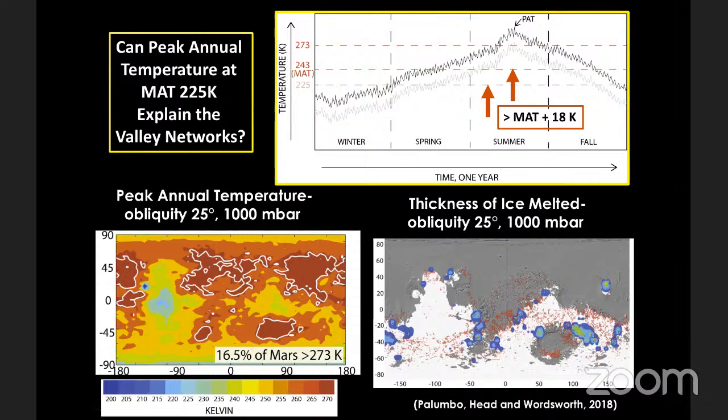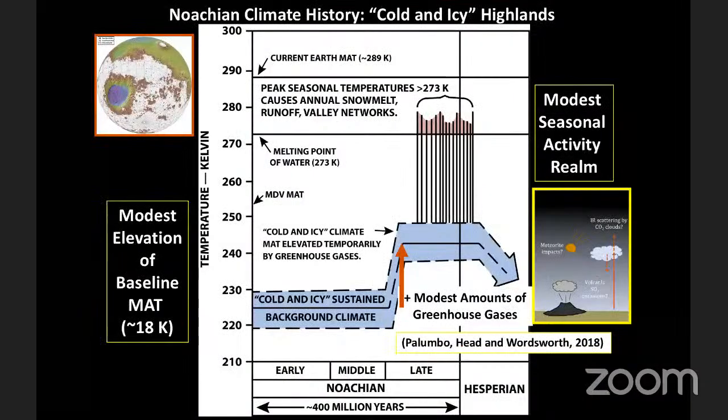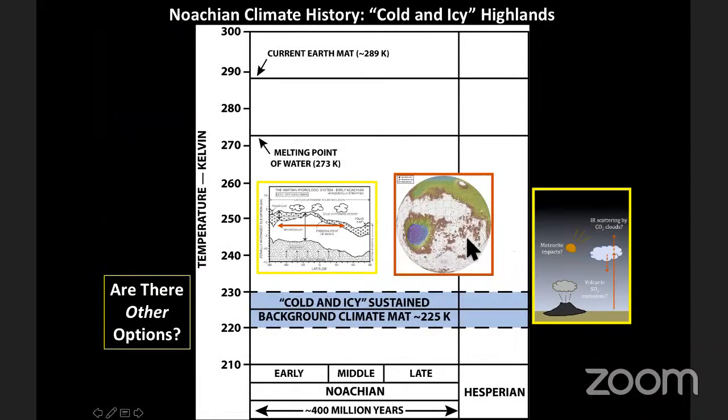Let's see what happens then. Maybe you get greenhouse gases for thousands of years, or maybe a million years or whatever. Modest elevation of the baseline MAT by 18 K, going back to our diagram, the idea here would be that you would have enough seasonal melting to cause annual snowmelt runoff and valley networks. So this is a possibility. We've looked into this. Modest amounts of greenhouse gases might provide such a phenomenon.